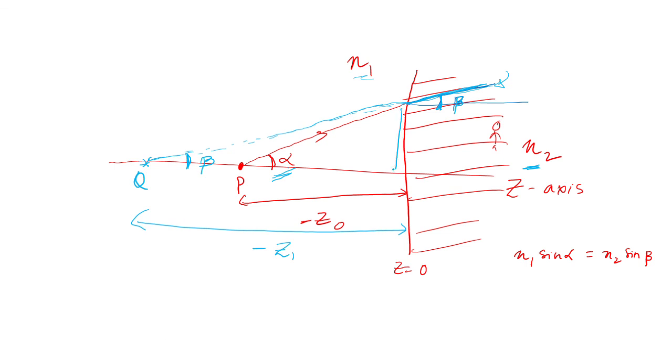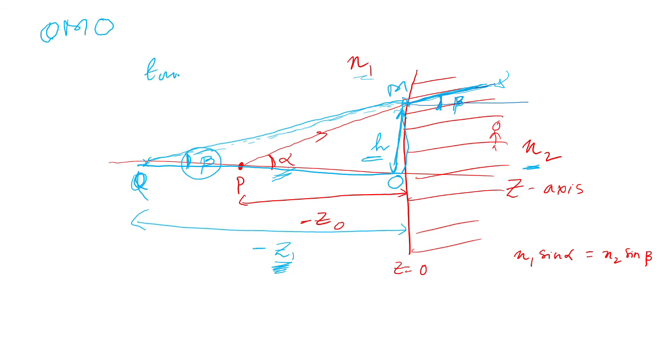So if this is the height h at which the ray is incident on the medium, then you can see that the height h divided by z1 is essentially tangent of beta. So I'm looking at this triangle here. Let's call this point M. So I'm looking at triangle Q, M, and O. That's the origin. The height MO is h, and the adjacent side is z1. So then we have tangent of beta is equal to h by z1.